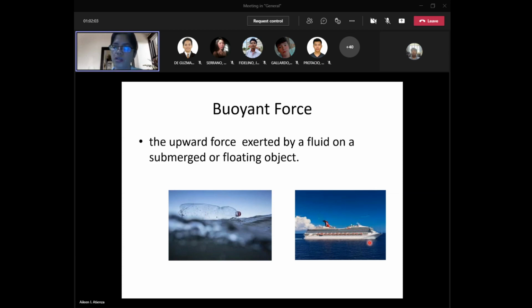Same is true if you have a ship, for example, traveling in a certain area, place. Okay, ma'am, di siya lumulubog because of the buoyant force that is being applied by this particular fluid, liquid. Okay, sinubmerge mo sa tubig. So this is also, as mentioned, buoyant force is a type of drag force. Okay. So we have an upward resistive force.